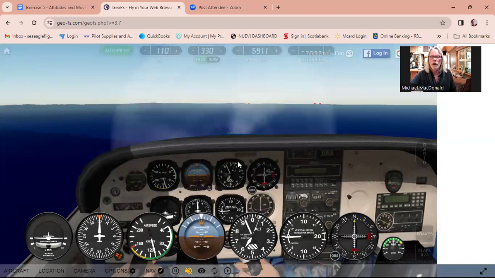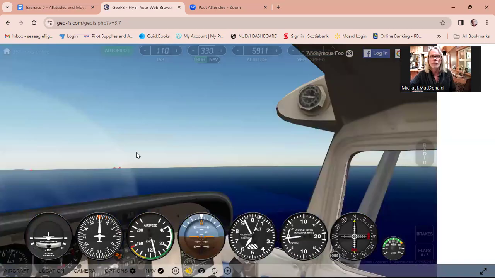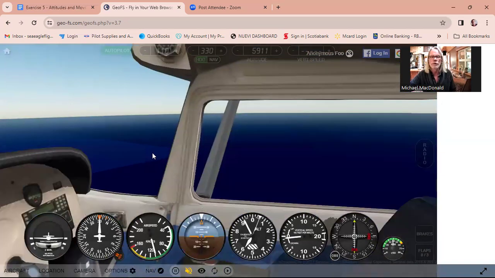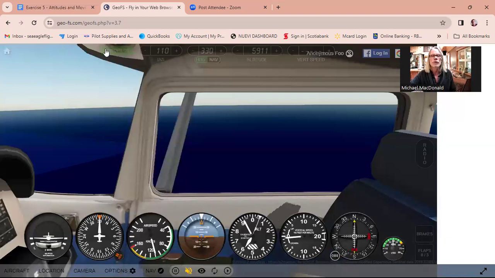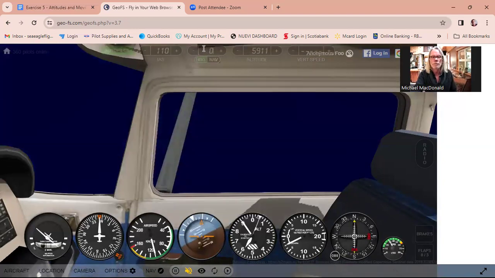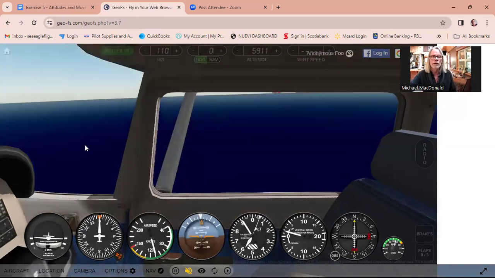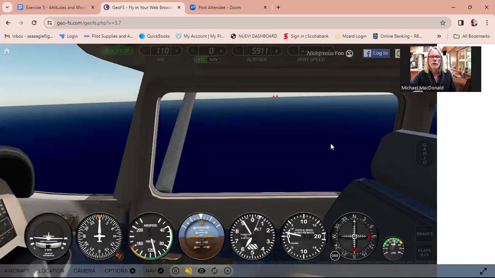Looking out the right window when we turn right, watch what happens to the horizon, okay? Watch. See, the right wing is down during the turn. And the turn is finished, and the right wing is back to level. We can look at that on the other side, turning right.